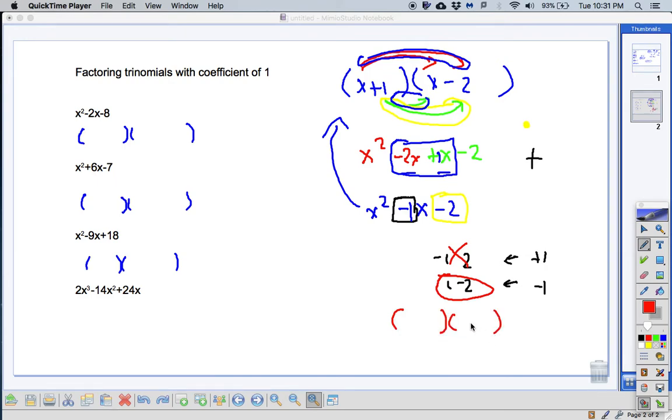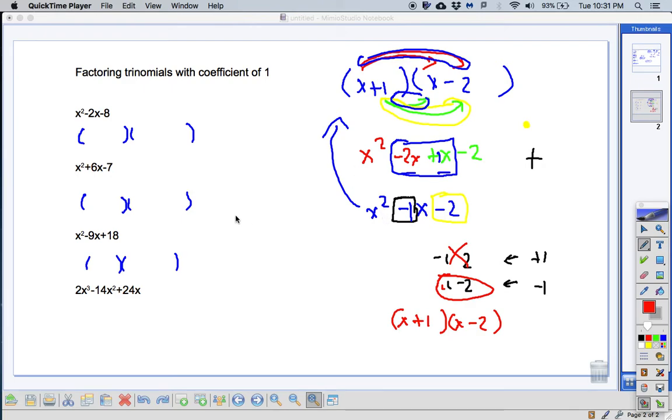Double set of parentheses. The variable goes first. In this case we have an x, whatever variable you have here, and these numbers go second. So if it's positive, you put a plus, and if it's negative, it's a minus. And if we look back at the top, that's exactly what we started with. So this is called factoring a trinomial, with a leading coefficient of 1. You cannot do this without a leading coefficient of 1.